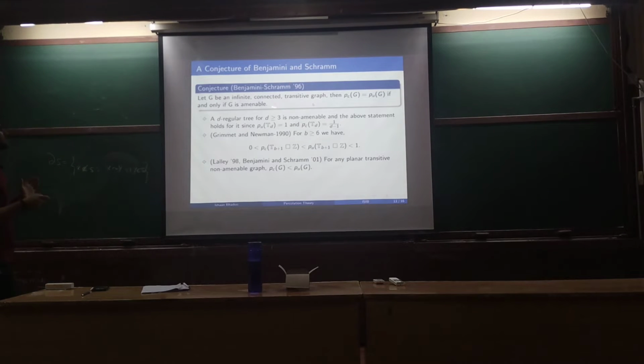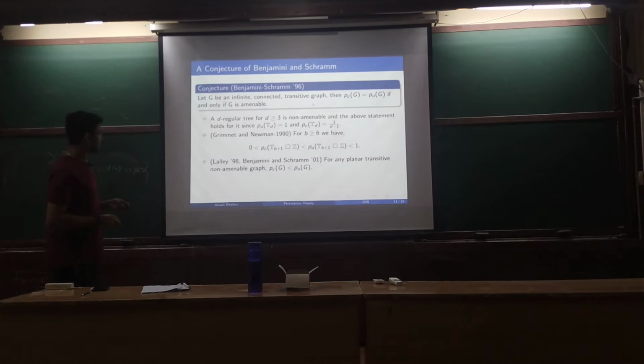So there are many results which work towards this conjecture. So for a regular tree, we know that it's non-amenable, and PU will be equal to 1 and PC will be equal to 1 over T minus 1. So they will never be equal. So for these sort of non-amenable graphs, we know the answer. The first paper for this result was published by Grimmett and Newman in 1990, where they showed that for this infinity plus one dimension, also this sort of thing happens.